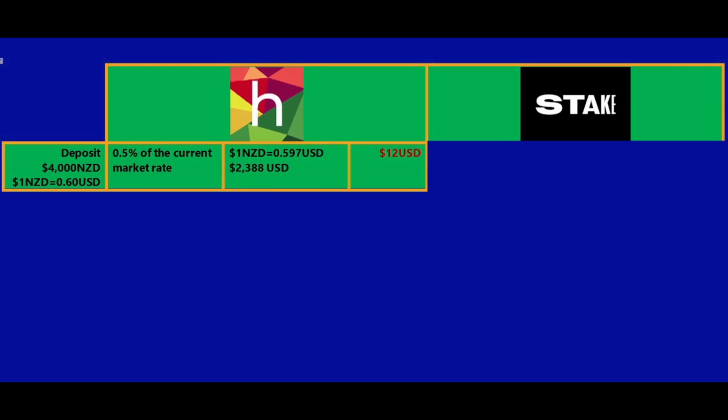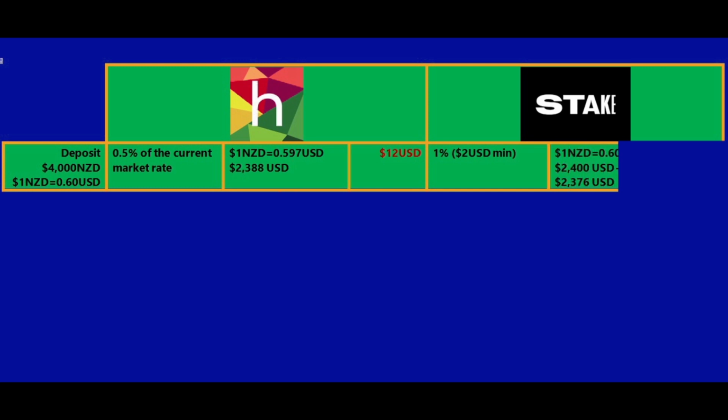Now if you would have picked Stake as your platform, then when you deposit your money, they will charge you 1% of the total amount you are putting in, with a minimum charge of 2 US dollars. In our example, we said that the market rate is 0.6. This would equal 2,400 US dollars. When you minus the 1% from that, you will be left with 2,376 US dollars to invest with. That's a total of 24 US dollars lost in fees so far. I'm putting the losses in fees in red, by the way.